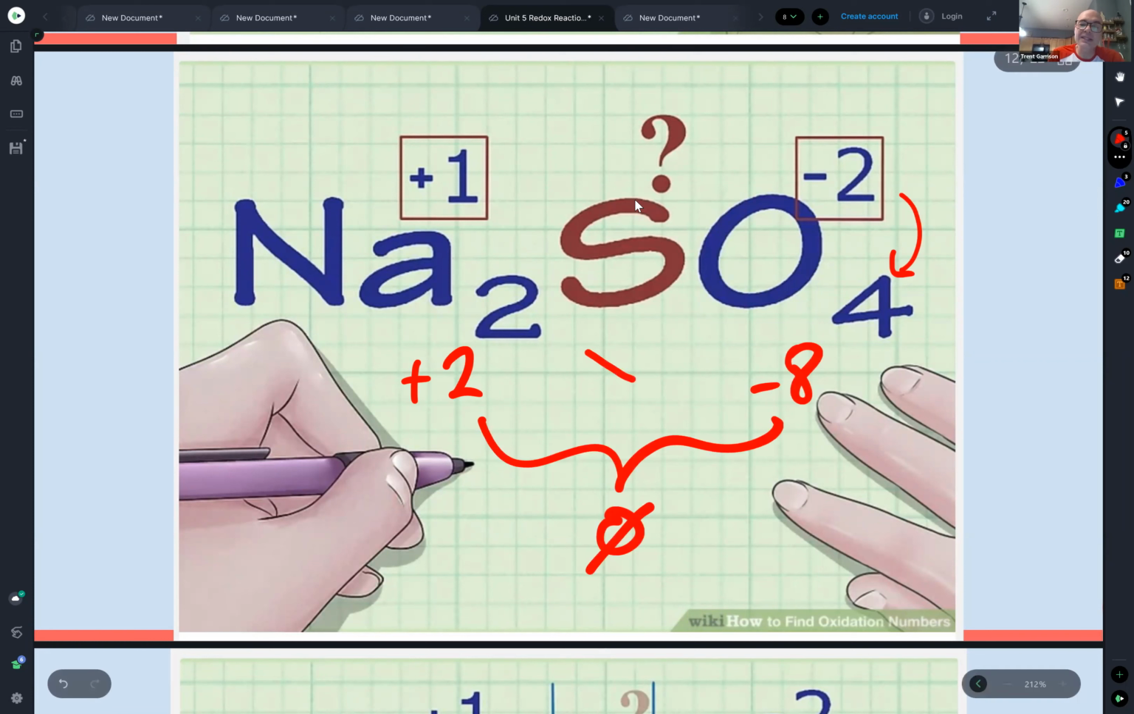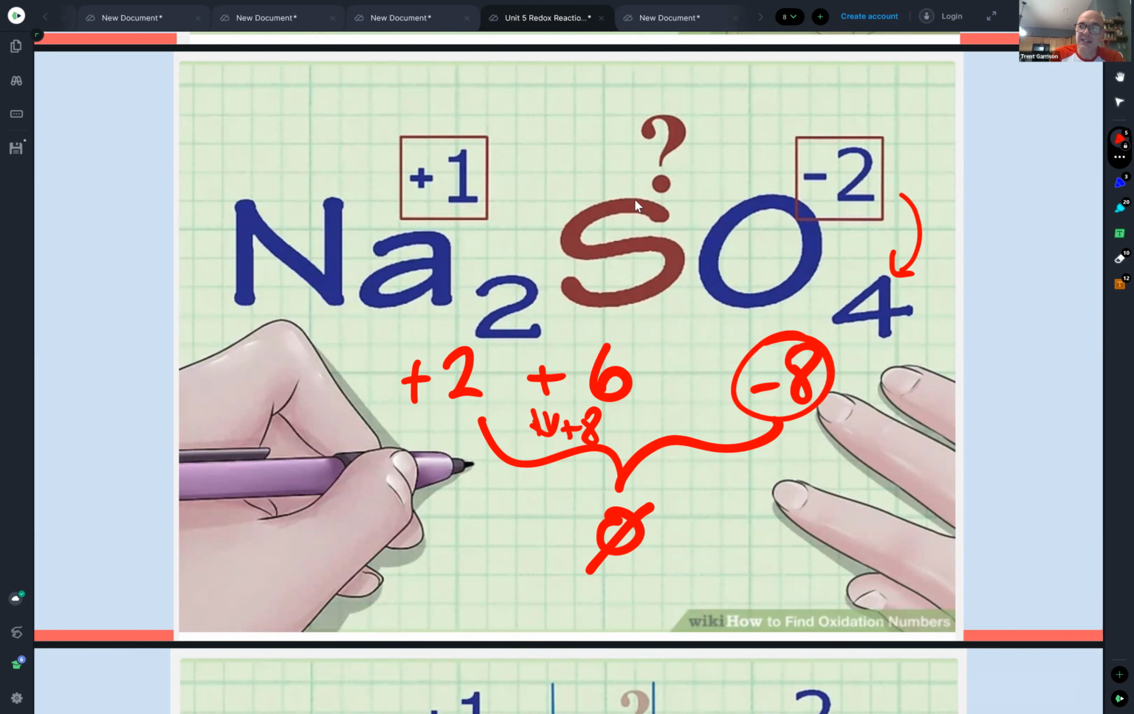So what is this value? 2 plus what, -8 equals 0. Well, if you look at this, you would say, oh, 2 plus 6, that would equal +8. And this is already a -8. So here is where we have some interesting scenarios. Sulfur is a +6.